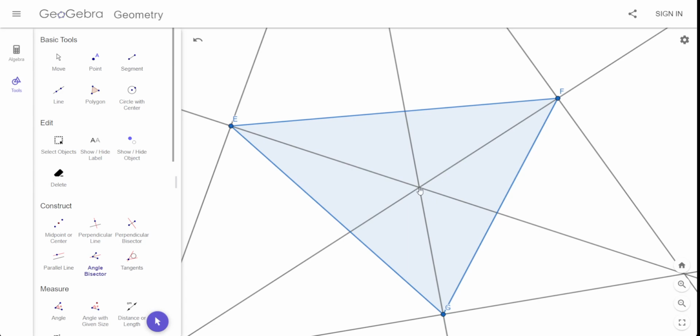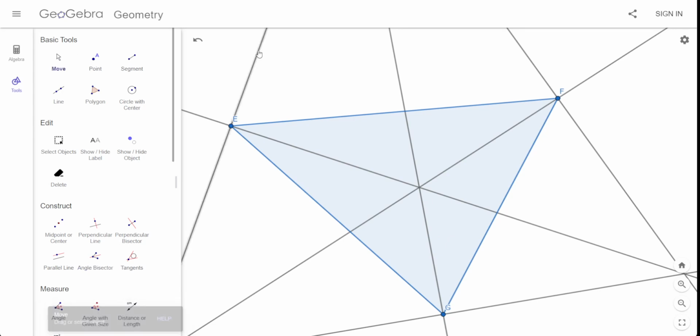So there's that point right there. What's the title of this lesson? It's the incenter. That point right there is the incenter. Okay, but how did we get the incenter? We bisected all three of those angles. That's how we got the incenter. Everybody good? All right, give me just a minute.